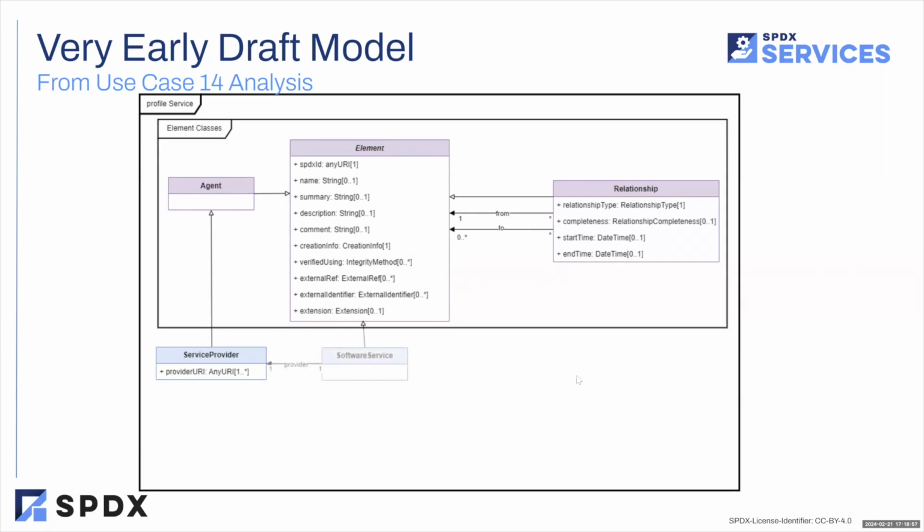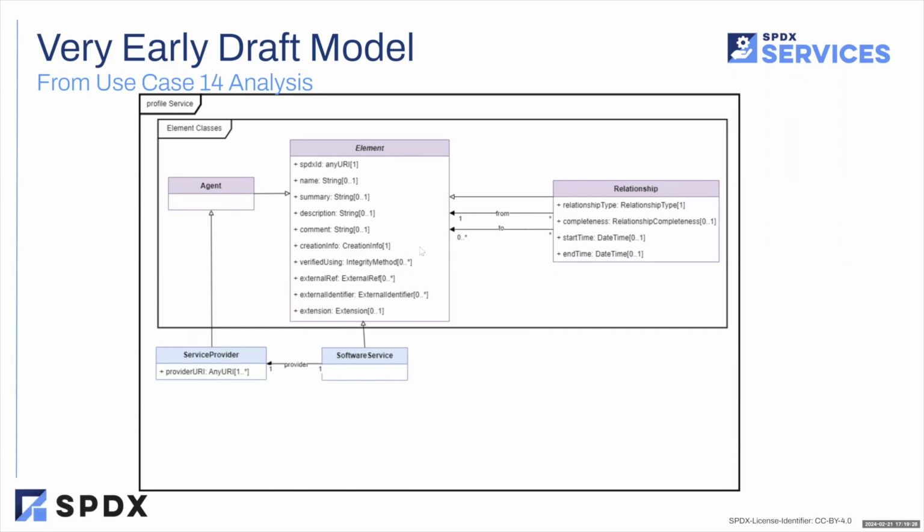The second addition is a software service, which again is a type of element. So you can have a name for it. It's got to have an ID. You can have descriptions, and it can have relationships, of course. And the software service has one additional field, which is the provider. So a software service has to have a provider, which is of type service provider. So basically, we're just adding a service. We're adding a service provider.